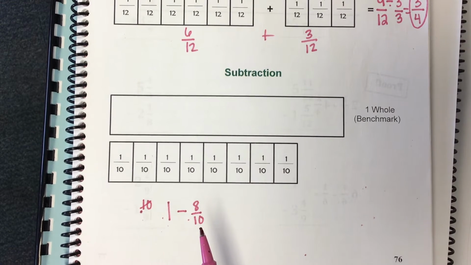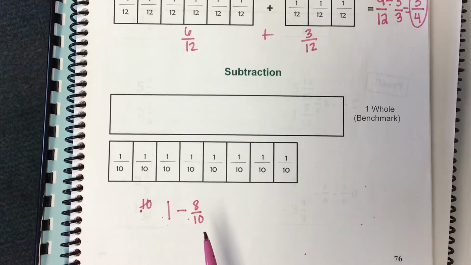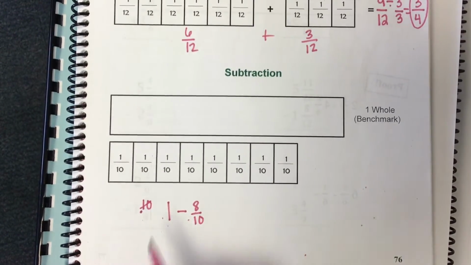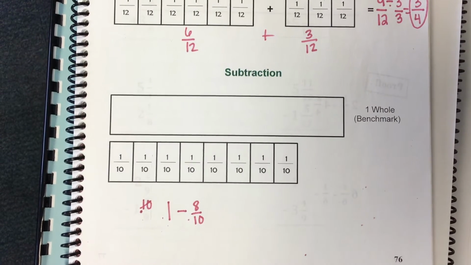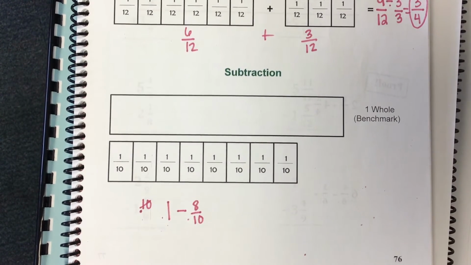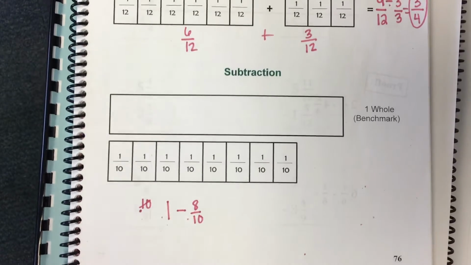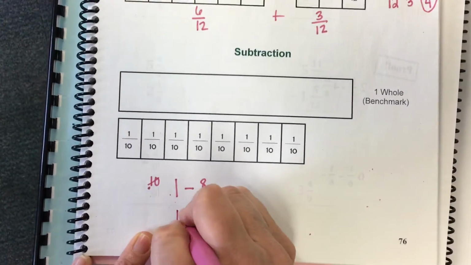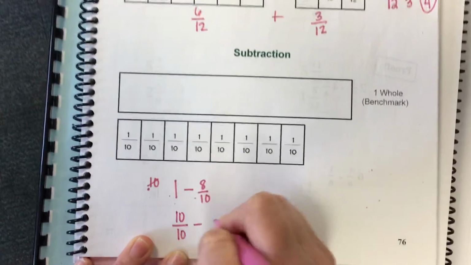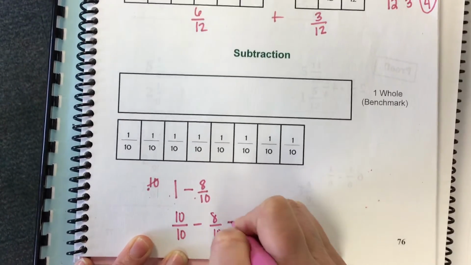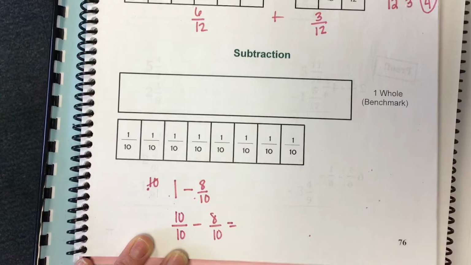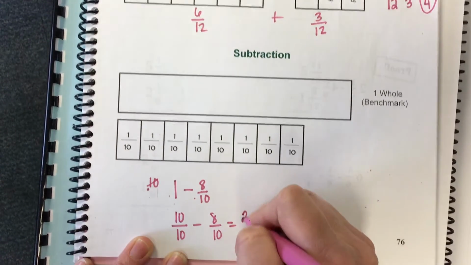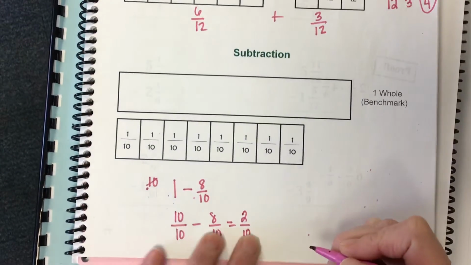A common denominator. So 1 has no denominator. What can I make 1 so that I have a common denominator, or a denominator of 10? How many tenths is equal to 1 whole? 10 tenths minus 8 tenths, and that leaves me with what? 2 tenths.